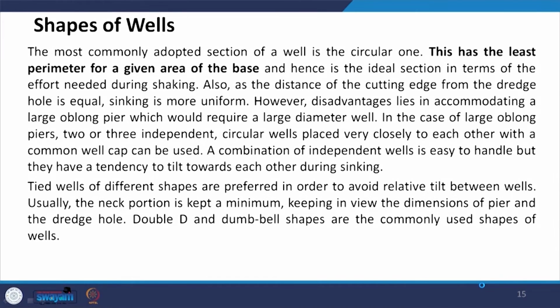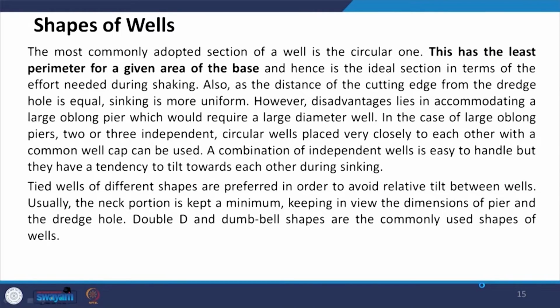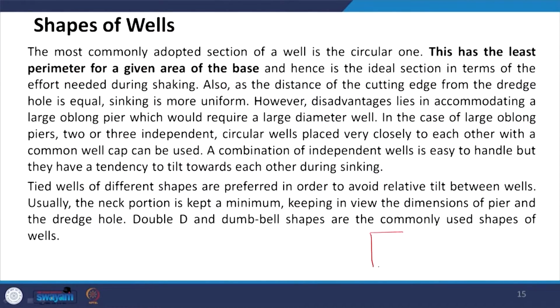Now, let us talk about different shapes of wells. Depending on the requirement and the situation, different shapes of wells are available, and the most commonly adopted, the most popular, is the circular section. The simple reason is that this has the least perimeter for a given area of the base. If you have a circle and a square of the same area, the perimeter of the square will be more, while the circle will be less.